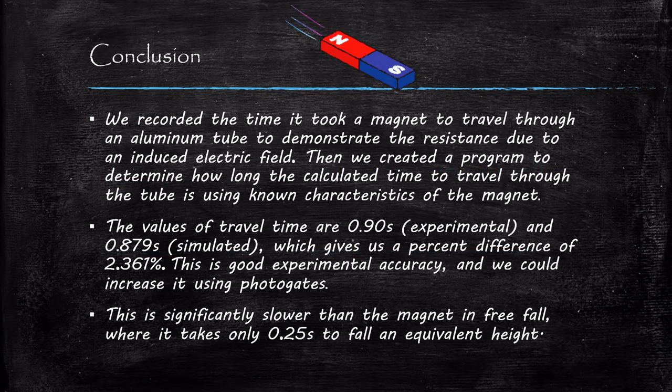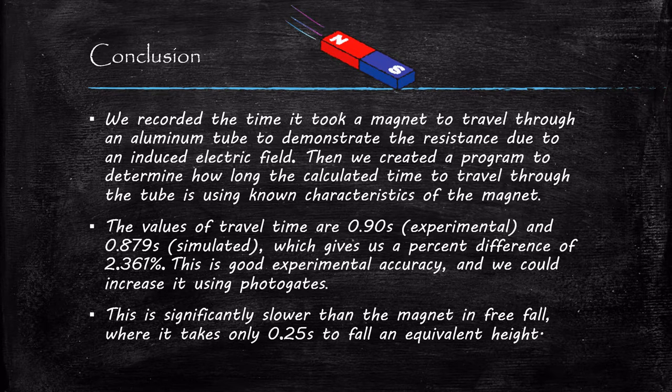Conclusion. We recorded the time it took a magnet to travel through an aluminum foil tube to demonstrate the resistance due to an induced electric field. Then we created a program to determine the calculated time to travel through the tube using the known characteristics of the magnet and the aluminum foil tube. The values of travel time are 0.9 seconds experimental and 0.879 seconds simulated, which gives us a percent difference of 2.36%. This is really good experimental accuracy, but if we did want to improve it, we could use photo gates rather than a smartphone, which would allow us to know exactly when the magnet enters and exits the tube instead of trying to figure it out from a picture.